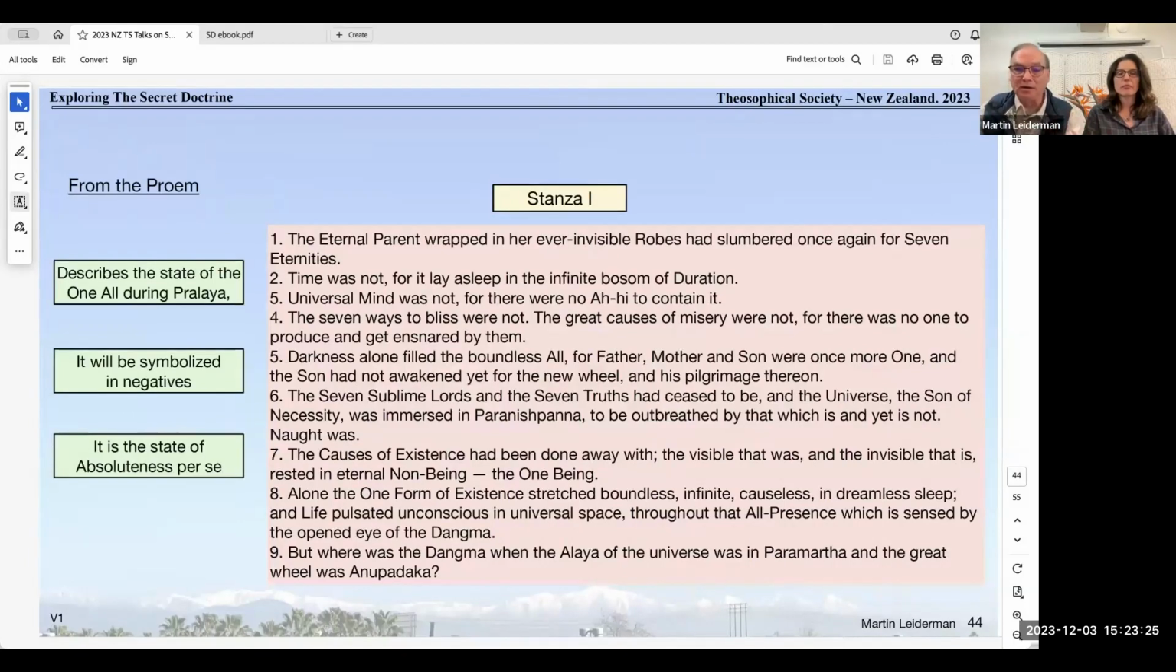Now we have the three in one: Father, Mother, and Son were once more one. You see that? So now you have the triplicity, 1, 2, 3, the third moment of manifestation, were once more one, and we can see that it is in a state of absoluteness. See how that works? Let's move on. Hopefully you will sit down at home with these ideas and work the stanzas in this format.